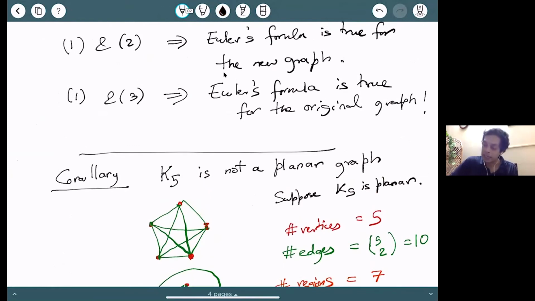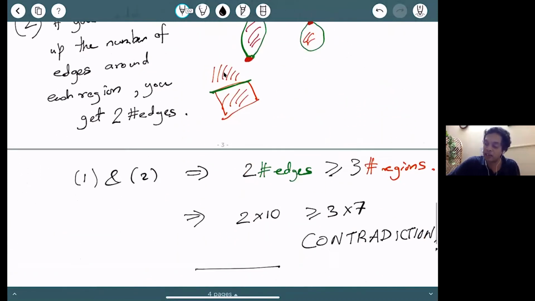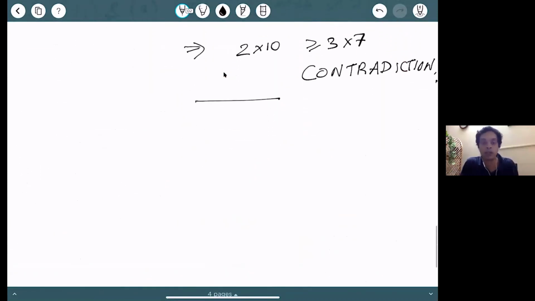Okay, it's a consequence of, once you know Euler's formula, you can deduce various facts like these, and there are plenty of proofs in graph theory that very nicely use Euler's formula.